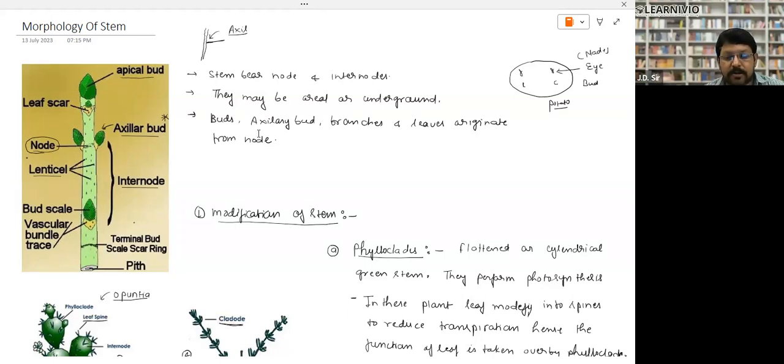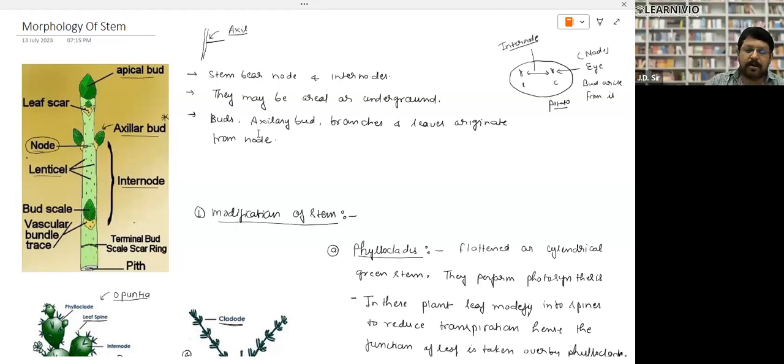Buds arise from it. The space between two nodes is known as the internode. This part is known as the internode. Stems bear nodes and internodes.